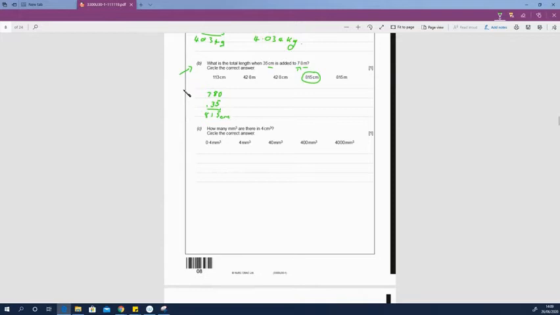Finally, for question 8, how many millimetres cubed are there in 4 centimetres cubed? Well, in 1 centimetre cubed, there is 1,000 millimetres cubed. So in 4 centimetres cubed, there are 4,000 millimetres cubed.